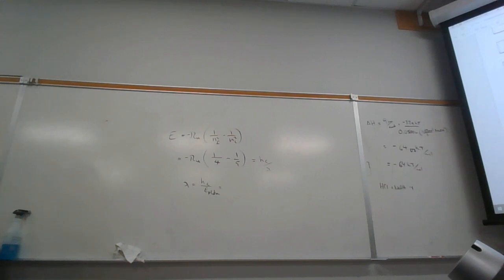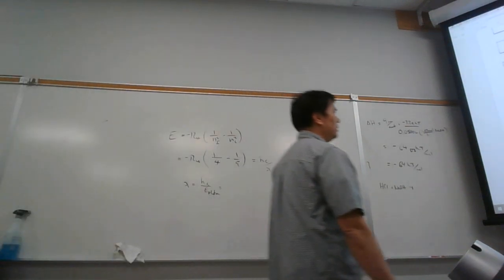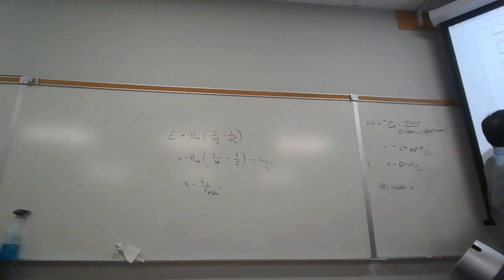Okay, is that okay for number 28? So these are it. This is the red, this is the green, this is the blue, this is the violet, and then 7 to 2 would be ultraviolet.